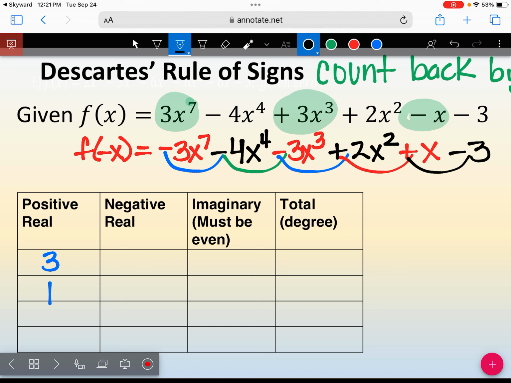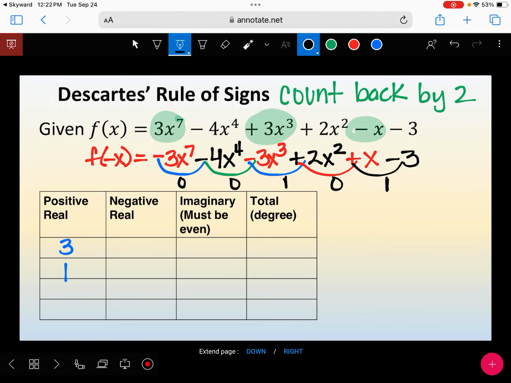So I went from a negative to a negative. Did I change signs in the beginning? So that's a 0. Then I went from a negative to a negative again, so that's 0. Then I went from a negative to a positive, so that would be a sign change. Positive to a positive, so that's 0. Positive to a negative. So how many sign changes did I have? 2. So that means in this column, the only numbers I can put would be 2 or 2 minus 2, which is 0.